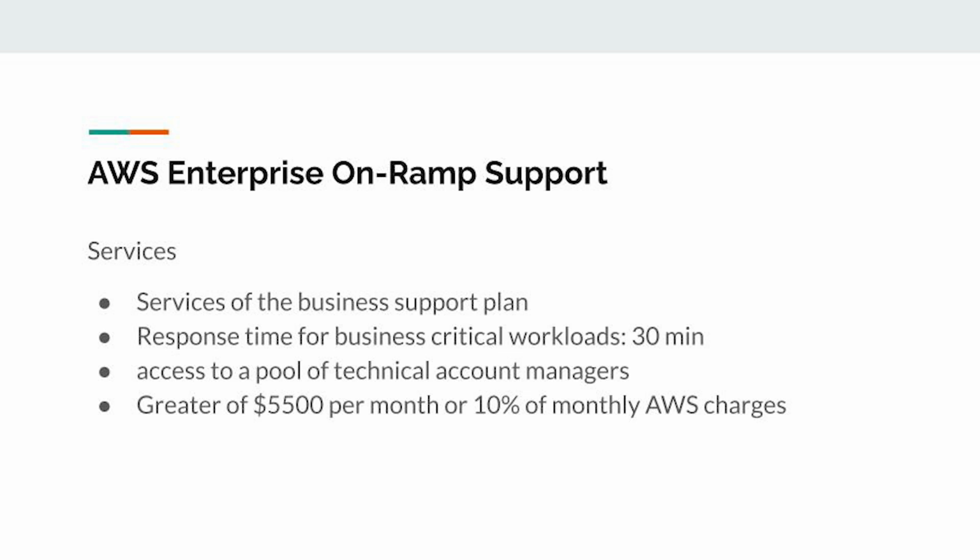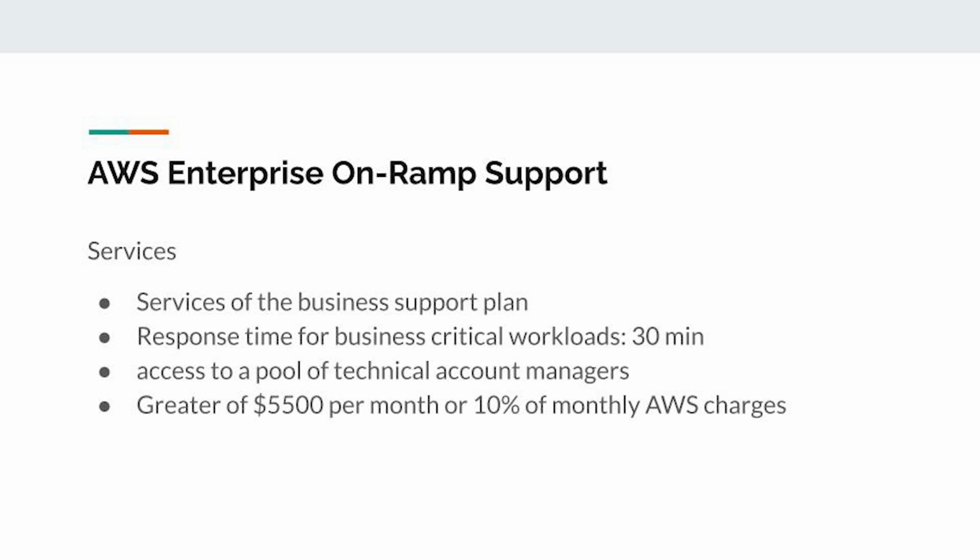Next support plan, AWS Enterprise On-Ramp Support. Everything in the AWS Business Support is included in the Enterprise On-Ramp Support. You get 30 minutes response time for issues related to business critical workloads, and you get access to a pool of technical account managers. They provide consultative architectural guidance based on the well-architected framework.